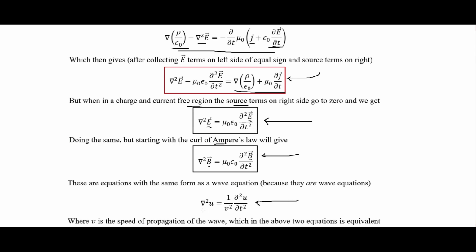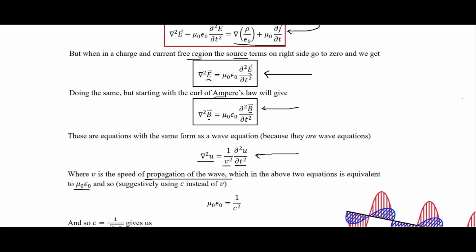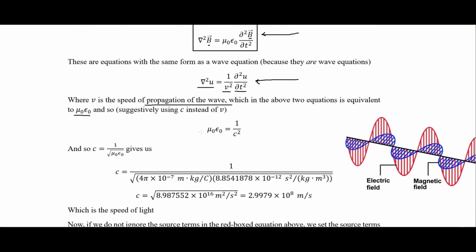So we have the space derivatives on the left side, the second order space derivatives, and then the second order time derivative on the right side of the equation, and then this right here, where v is the speed of the propagation of the wave, which in the above two equations is equivalent to this permeability and permittivity of free space. And if we suggestively put c in for that, then we get this for it.